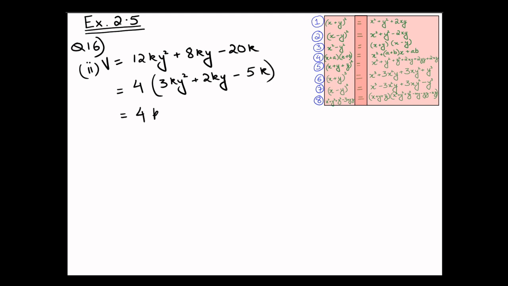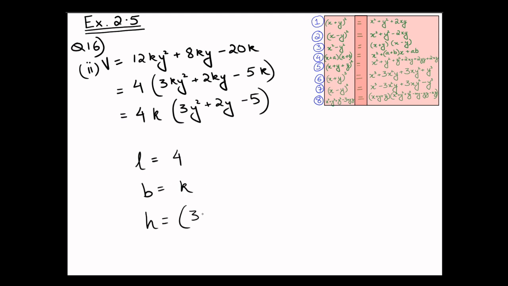If I also take k common, I get 3y square plus 2y minus 5. Therefore, I can assume that the length over here is 4, the breadth is k, the height is 3y square plus 2y minus 5. And that's a possible answer to this question.